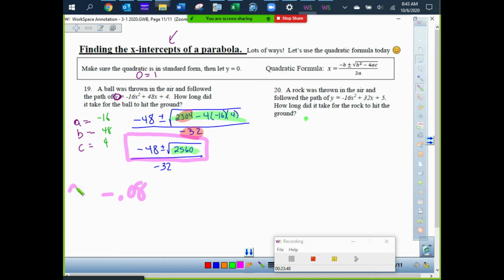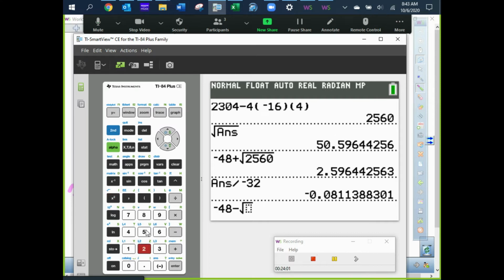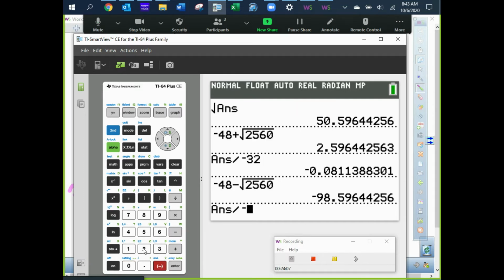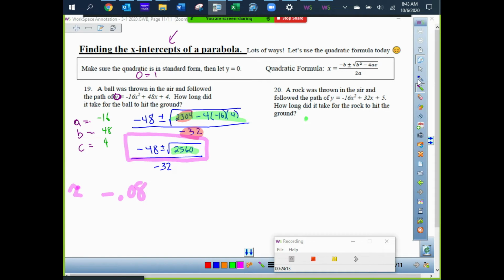We did the plus. We got to do the minus in that case. So negative 48 minus the square root of that, and then divide it by negative 32. And then we'll get a positive answer. About 3.08, is that what y'all are getting? So there was two answers, negative 0.08 or about 3.08.